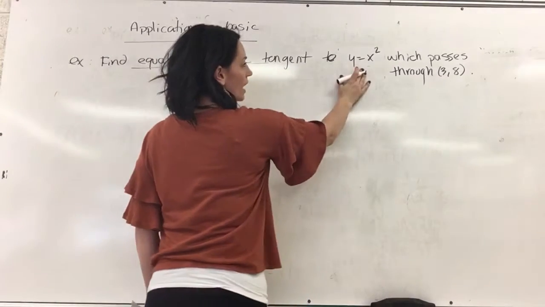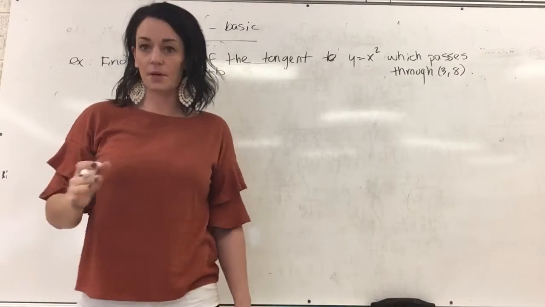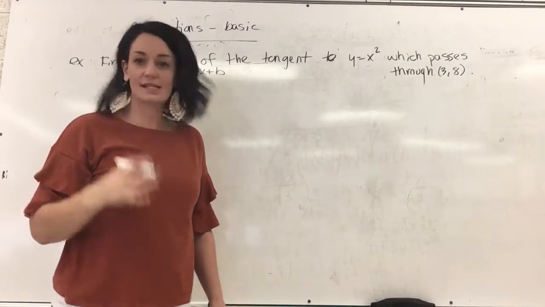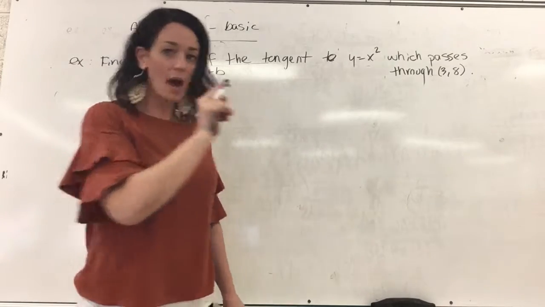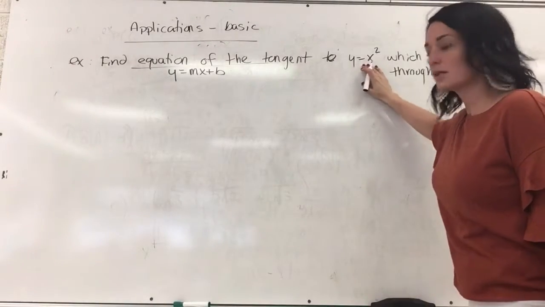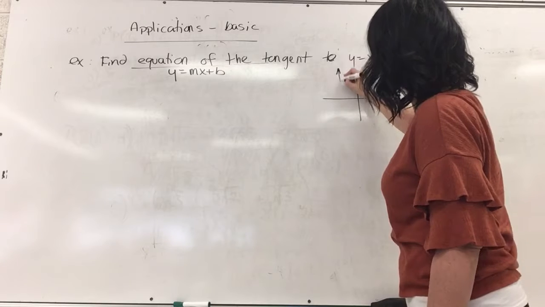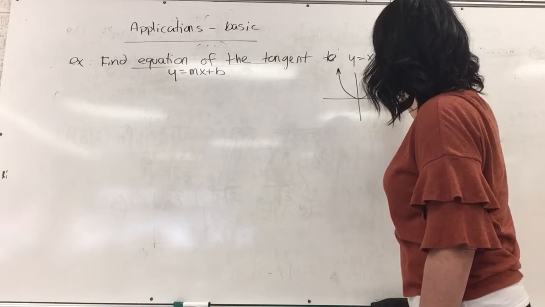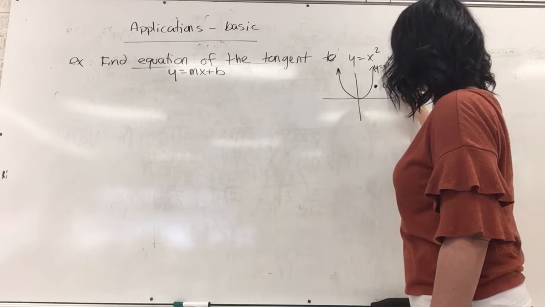To y equals x squared, which passes through (3, 8). When you first look at this problem, it seems like it's exactly like the one we just did. Super easy. Except the difference is that the point (3, 8) doesn't go through this curve. Let's visualize what this question is asking by doing a quick sketch. So here's y equals x squared. The point (3, 8) is like here.